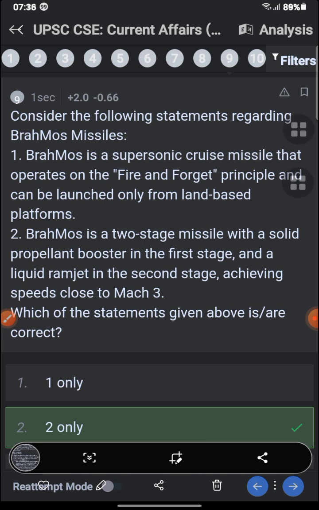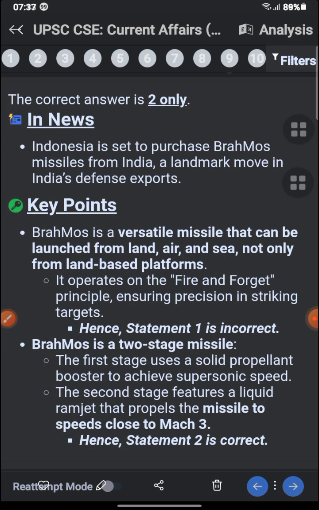BrahMos is a supersonic cruise missile that operates on the fire and forget principle and can be launched only from a land-based platform. So that is wrong actually. BrahMos is a two-stage missile with a solid propellant booster in the first stage and a liquid ramjet in the second stage, achieving a speed of Mach 3. That is true. So not only land-based, but also fire and forget, it is launched from land, air and sea, all three.